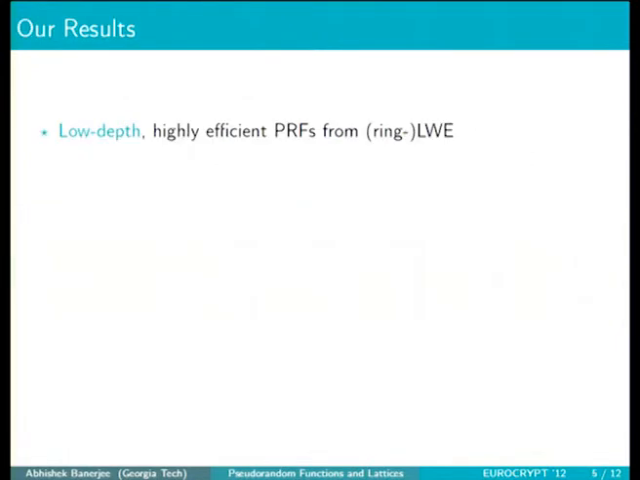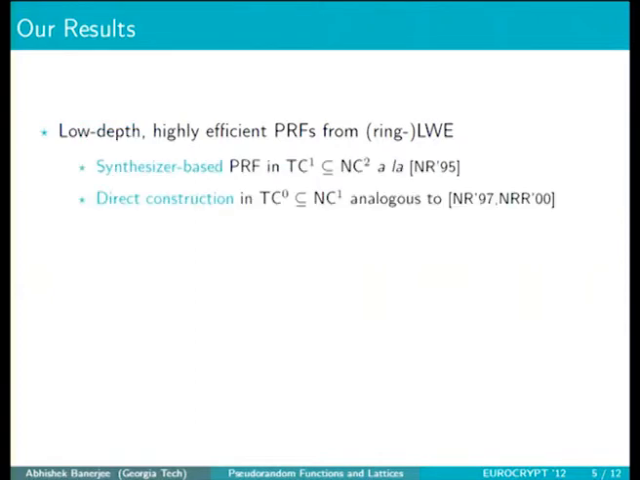Well, the session topic and Daniele's talk should give you some clue, and the answer is lattices. The advantages, we've seen them before. Lattices are simple, efficient, they resist quantum attacks, and they have very good average-case to worst-case reductions.